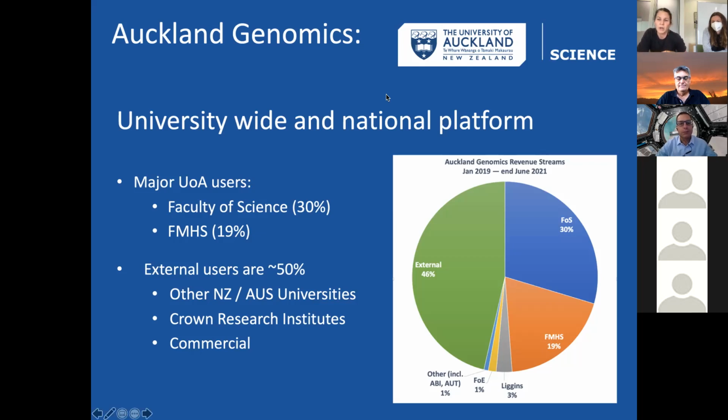Okay. We also, though, a lot of people I think aren't familiar with the fact that we service a huge range of external users as well. So you don't have to be with the University of Auckland to use our services. So almost half of our revenue that comes in or work that we do is for other universities, Crown Research Institutes, and we have some Australian universities and occasionally some commercial services as well.